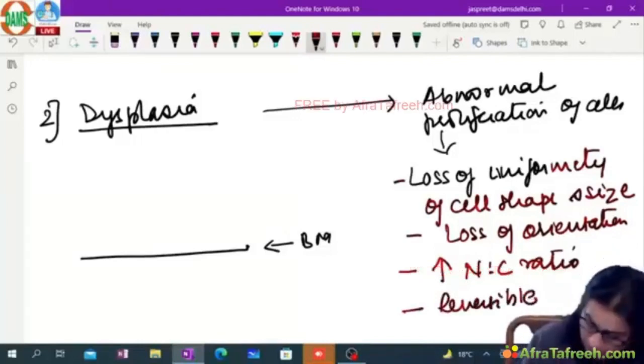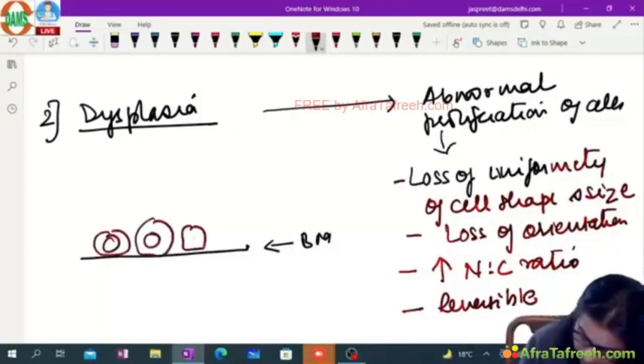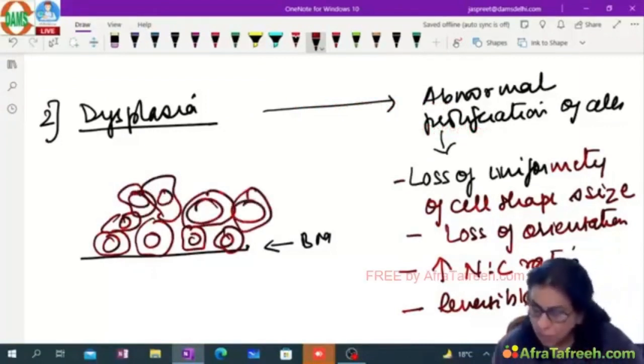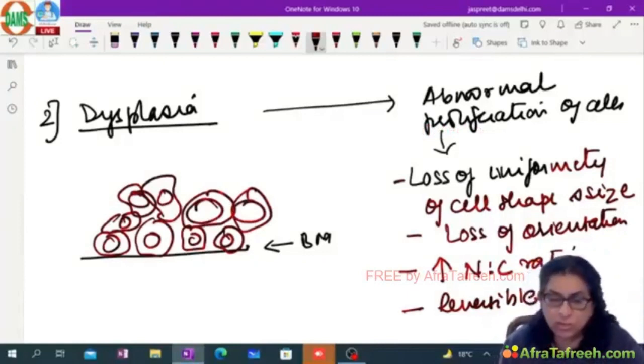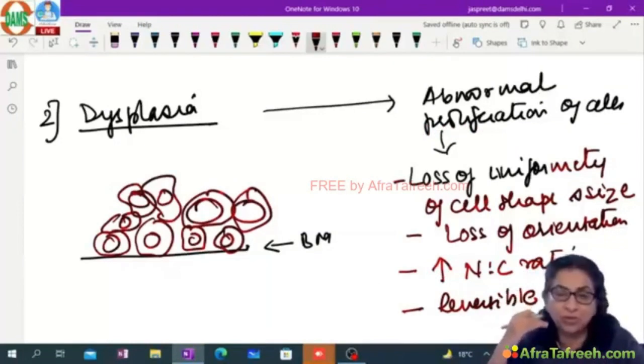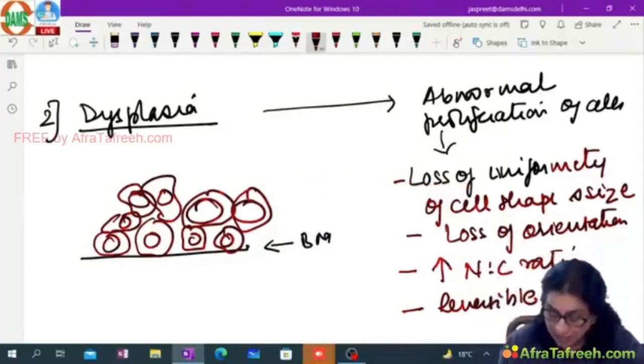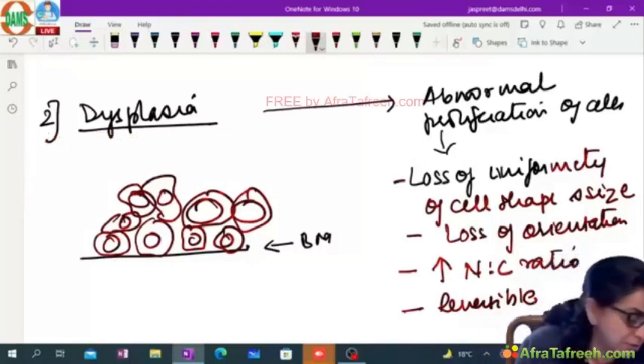Now, what do dysplastic cells look like? This is a dysplastic cell. All these are dysplastic cells. So what has happened? This is abnormal proliferation. The cells have lost uniformity. They have lost their orientation with respect to each other, and also they have lost the basal to apical differentiation. They have high NC ratio, that is their nuclei have become very big. Cytoplasm looks less. However, this is reversible.